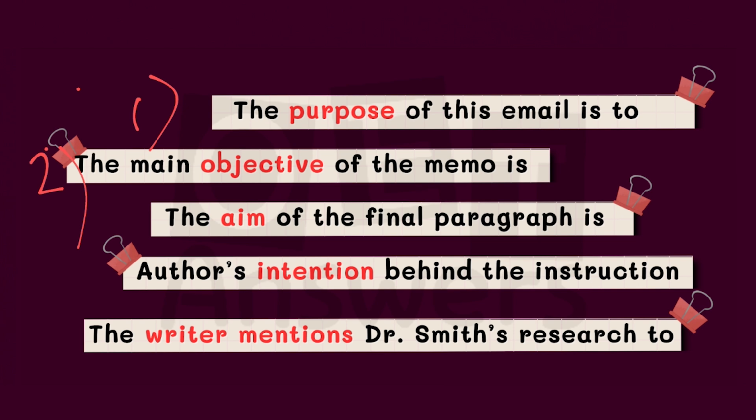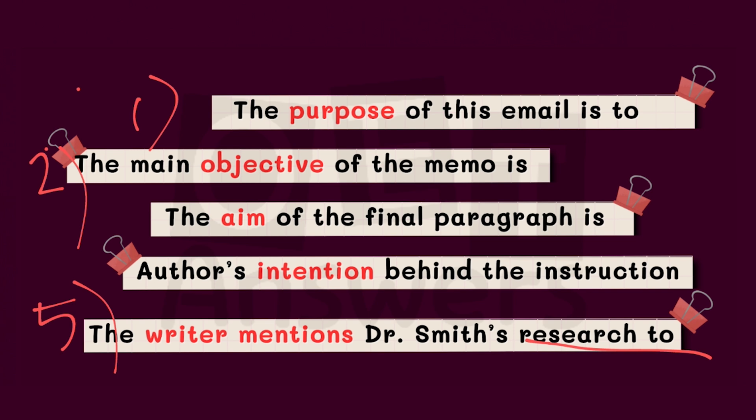Coming to the last question, the writer mentions Dr. Smith's research to... Okay, in the research, the writer mentions something, the research to. This 'to' is important. So Dr. Smith's research to convey something, or research intended to say something. Anyhow, it is a conclusion or reasoning. What is the reason for Dr. Smith's research? Okay, almost these are the things.